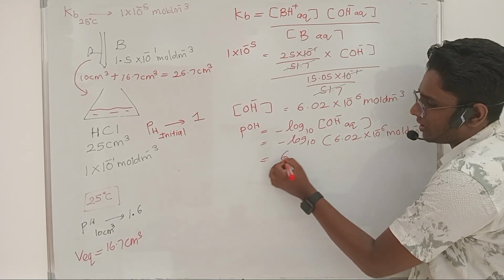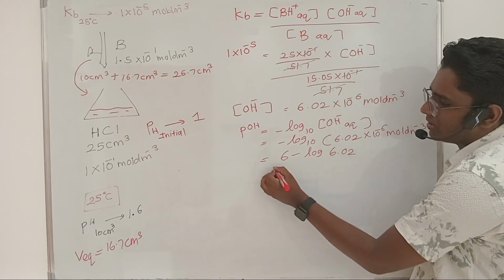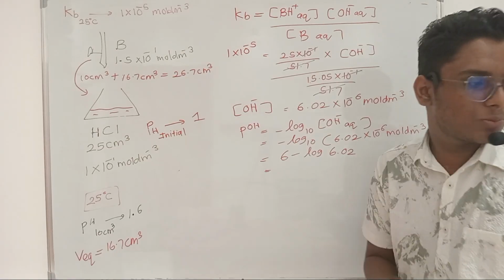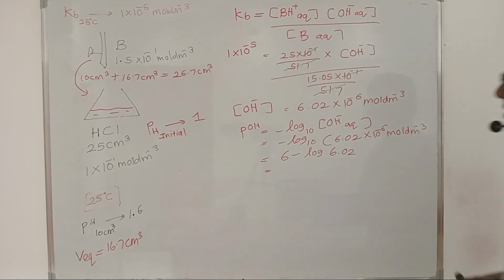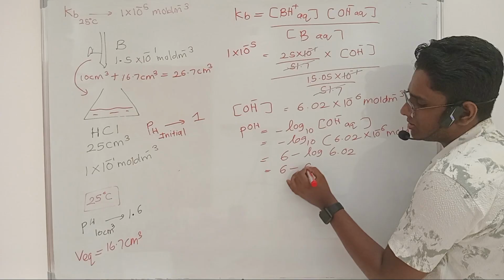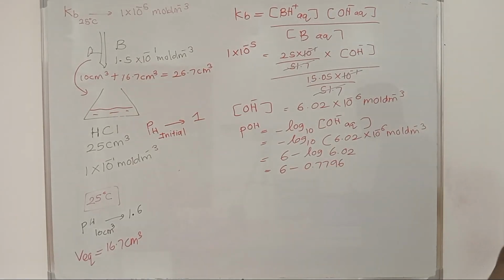So from 6 I had to deduct log 6.02, right. Log 6.02 is 0.7796. That is 6 minus 0.7796, right. So what is the answer?